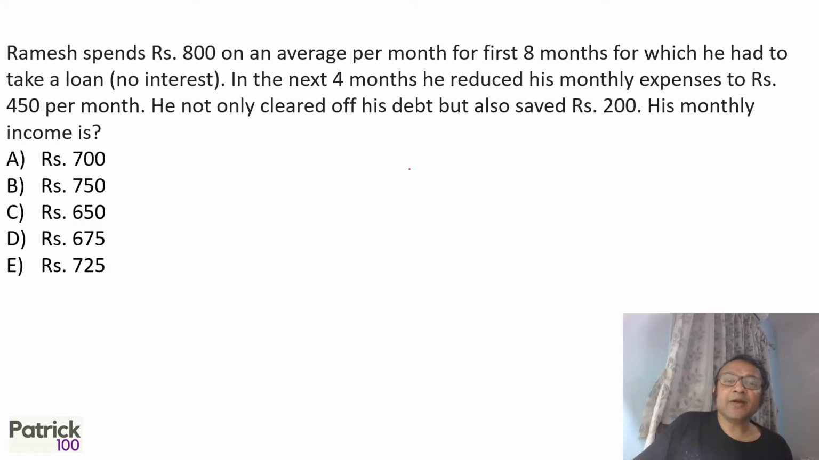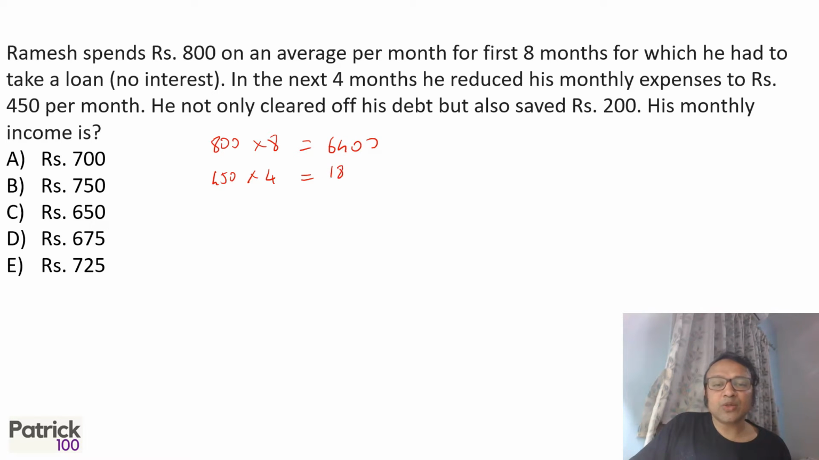So Ramesh spends 800 on an average per month in the first 8 months. So 800 in the first 8 months, and then takes a loan. Then in the next 4 months, they reduce the monthly expense. So they're given all expenses in his year. So what has he spent in the year?